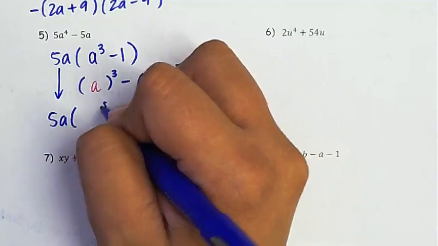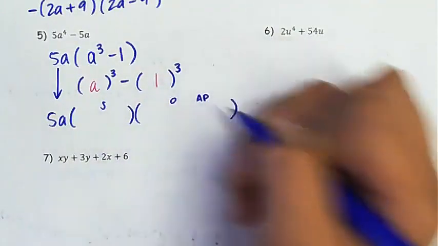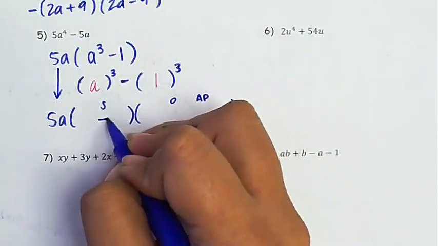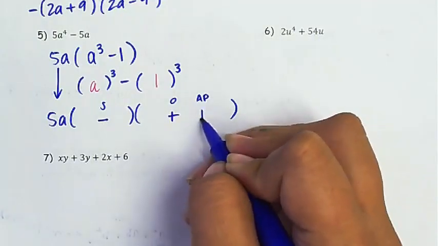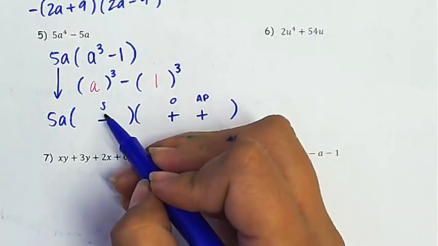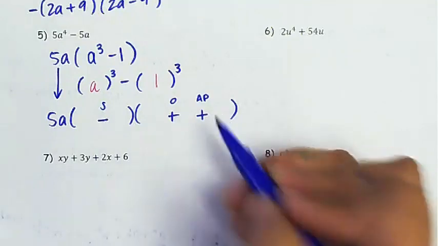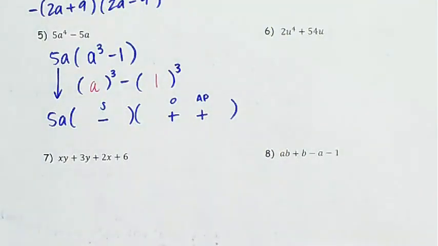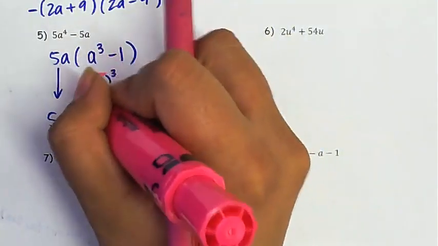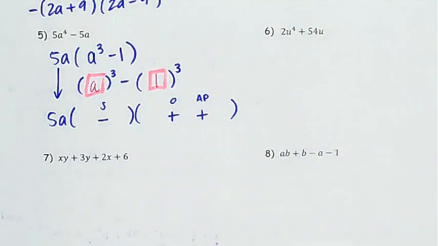So it'll be a binomial and then a trinomial. Same sign would make it negative, opposite is positive, and always positive is positive. So same sign, opposite, always positive. From here, all we do is we drop the things that are being cubed, not the cubes themselves. So like the cube root of them. So that's a and that's 1.